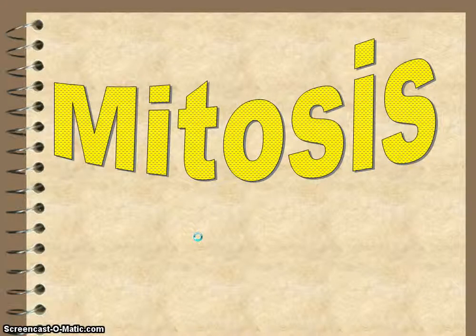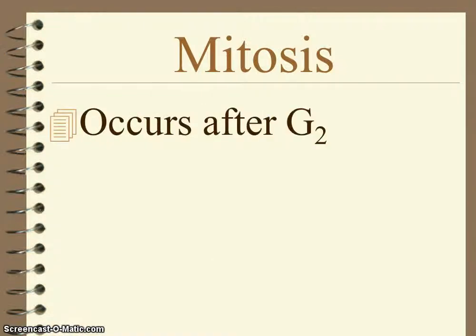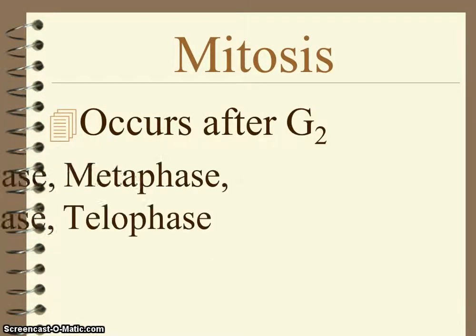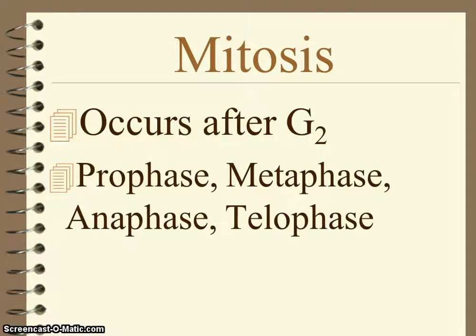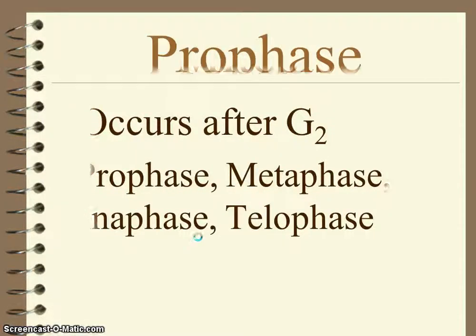All right, so now let's talk about mitosis. Mitosis is going to occur after G sub 2, and it is broken down further into prophase, metaphase, anaphase, and telophase. And telophase we're going to break down again into cytokinesis.